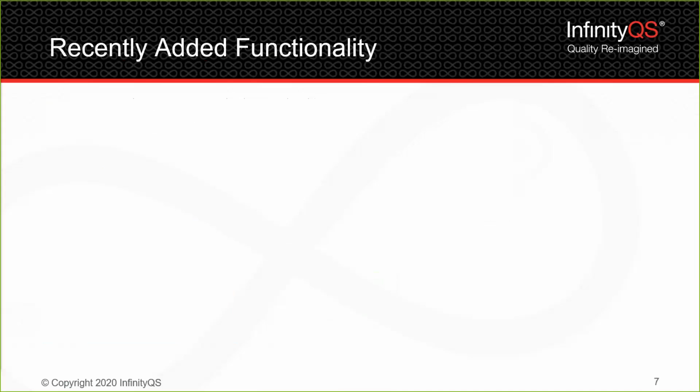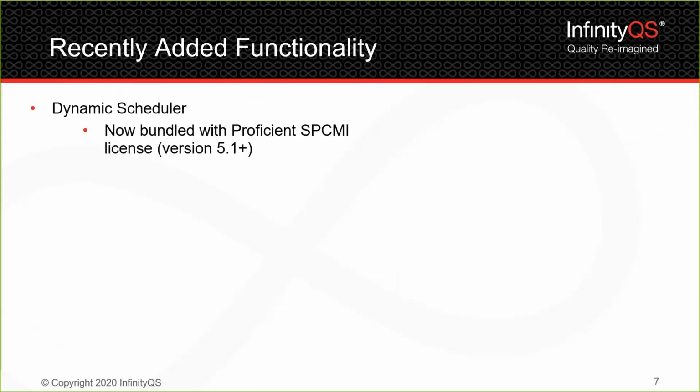All right, so we'll start off with some of the more recently added functionalities. First, we'll start off with dynamic schedule. Now, some of you on your older versions might already have this, but the big thing about the more recent builds is that now it's actually bundled in with Proficient SPC. Meaning that before it was a separate service that you had to get, that was a separate license. So here it's bundled in with SPC, so you can use it as long as you have a Proficient license.